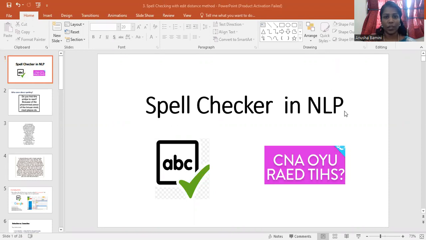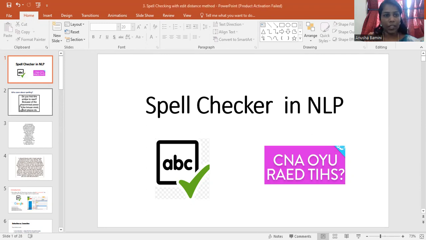Hi all. Today the topic we are going to learn in natural language processing is spell checking, the spell checker. We know that when we are typing something in Word, if there is a spelling mistake, it shows the error, and it also suggests the corrected word. The same thing happens in Google. Corrected word suggestions will be available from the dictionary. This is called spell checking. It is one of the major applications in NLP to check and correct spelling.